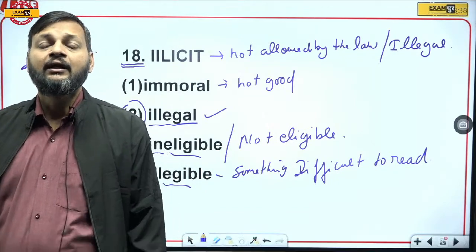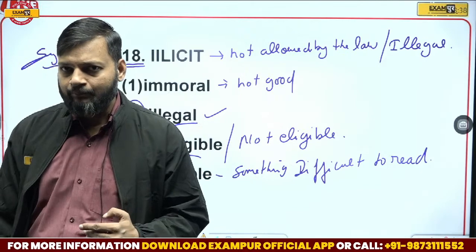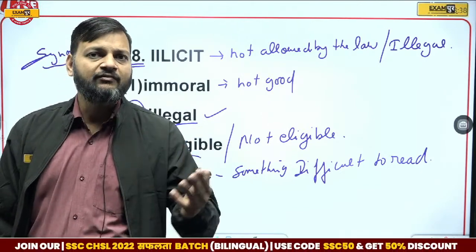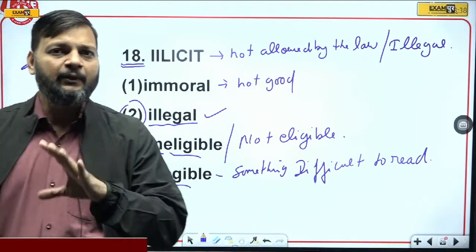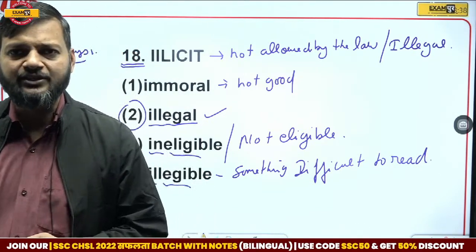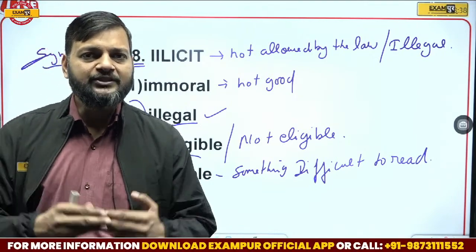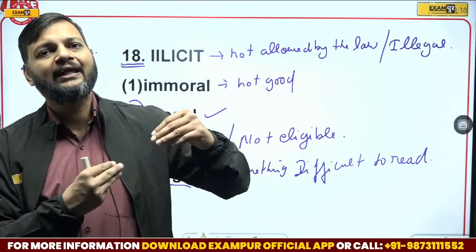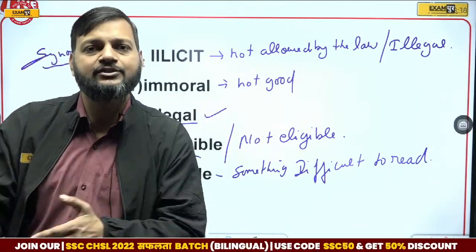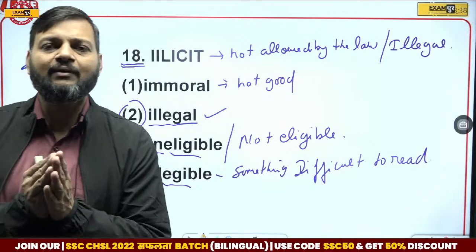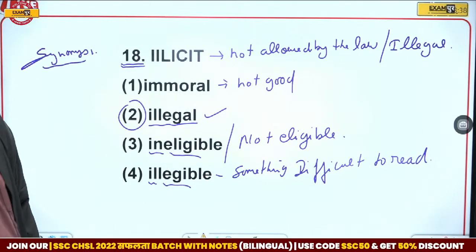For example, the language people used in the Harappa civilization, in Indus Valley civilization, is still illegible. We still do not know what they wrote, because the language they used is still illegible. So illegible is something that is difficult to read or difficult to understand.